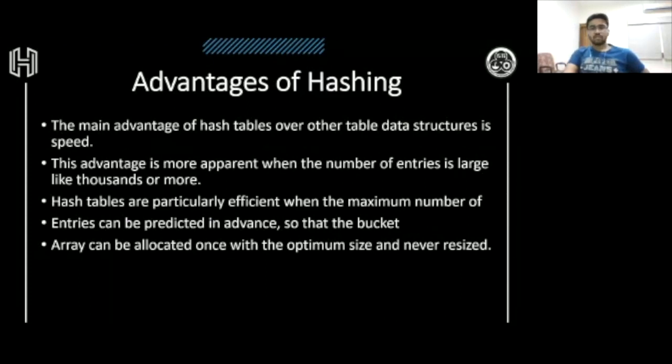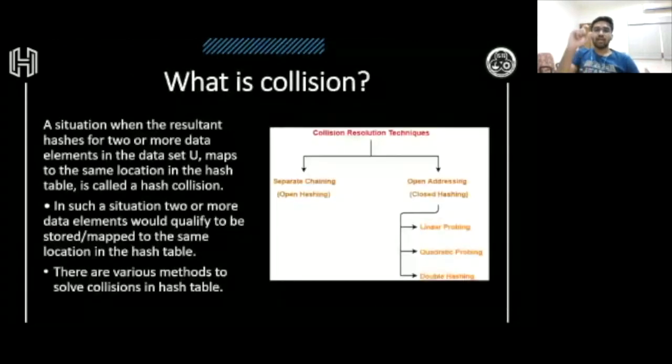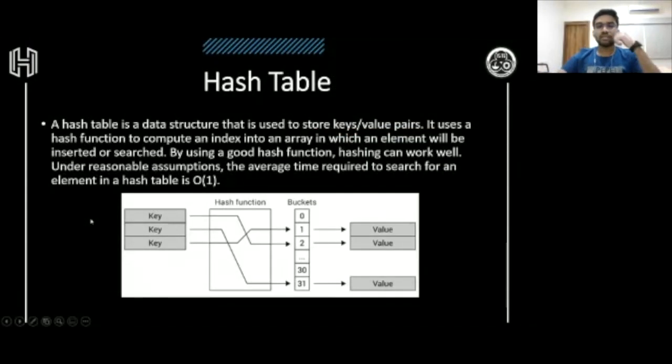Arrays can be allocated once, so the bucket array can be allocated once with the optimum size and never resized. One thing about hashing is that the size of the hash table is fixed. You cannot alter it. Hashing is just indexing of your data. If you have a huge amount of data, a hash table is used to index it, so that you can quickly go and search your data.